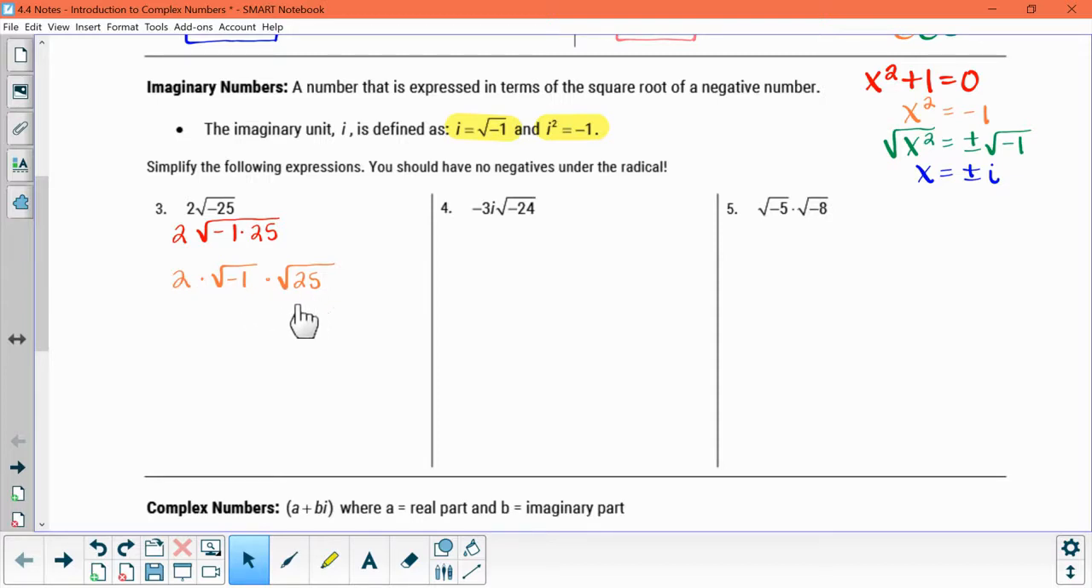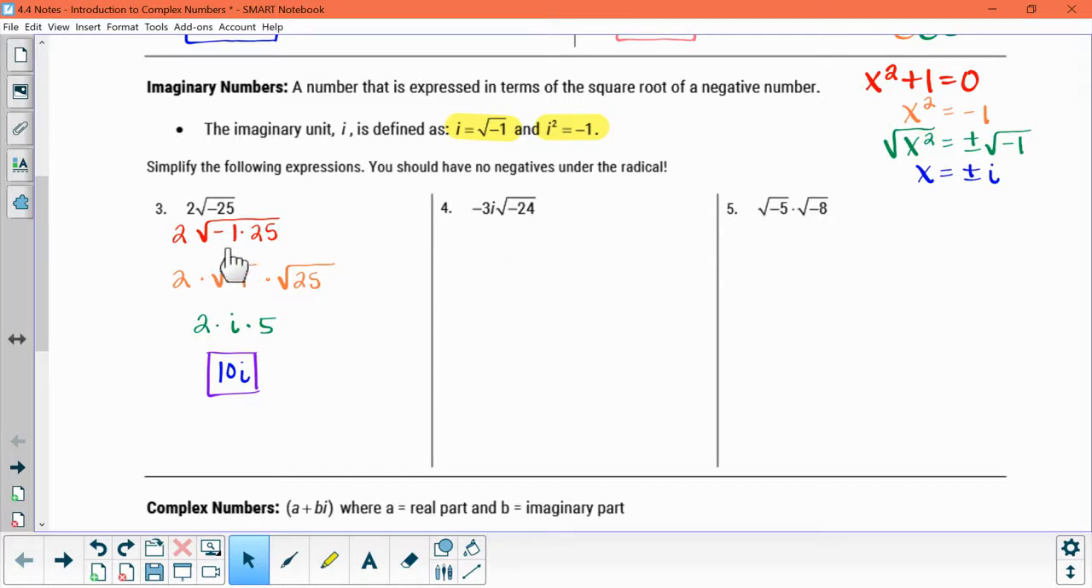And we've already talked about how the square root of negative 1 is equal to i. So I'm going to get 2 times i times the square root of 25, which is 5. So I'm going to end up with 10i. You will only multiply the real numbers with the real numbers, the imaginary numbers with the imaginary numbers. And we always write our real number first, and the i we treat just like any other variable. It comes second.